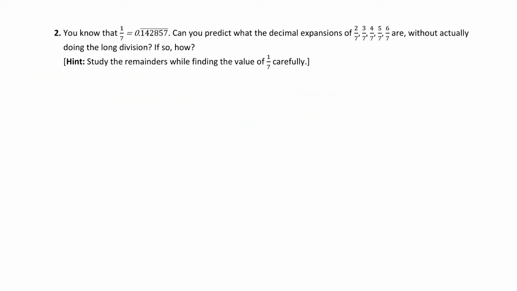So next one, you know that 1 by 7 is equal to 0.142857. So can you predict what the decimal expansions of 2 by 7, 3 by 7, 4 by 7 are without actually doing the long division? If so, how? Yes, we can do. Let's see how we can do. See, we know that we can write 1 by 7 as 0.142857, right? And it is a repeating block of this.